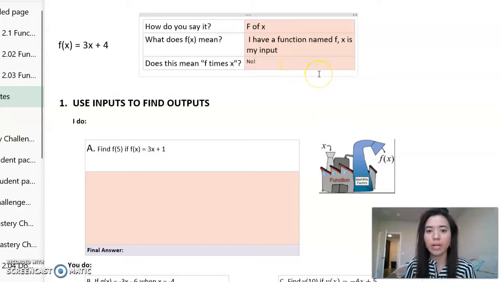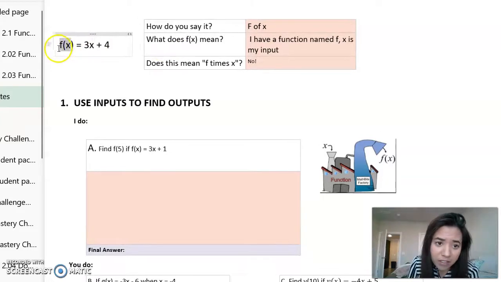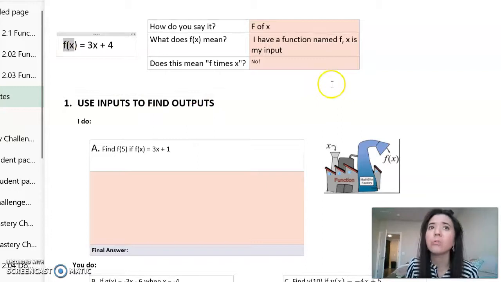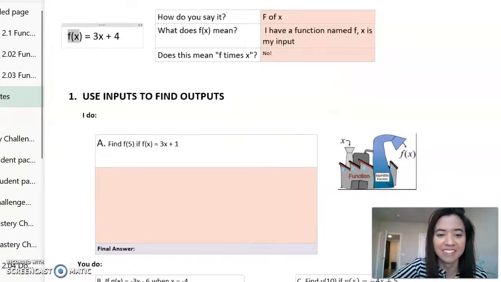No, please always remember this. I'm probably going to ask somebody in a little bit, does f of x mean f times x? And you better say no if I ask you later on when you're back in class, because clearly you're not in class right now.